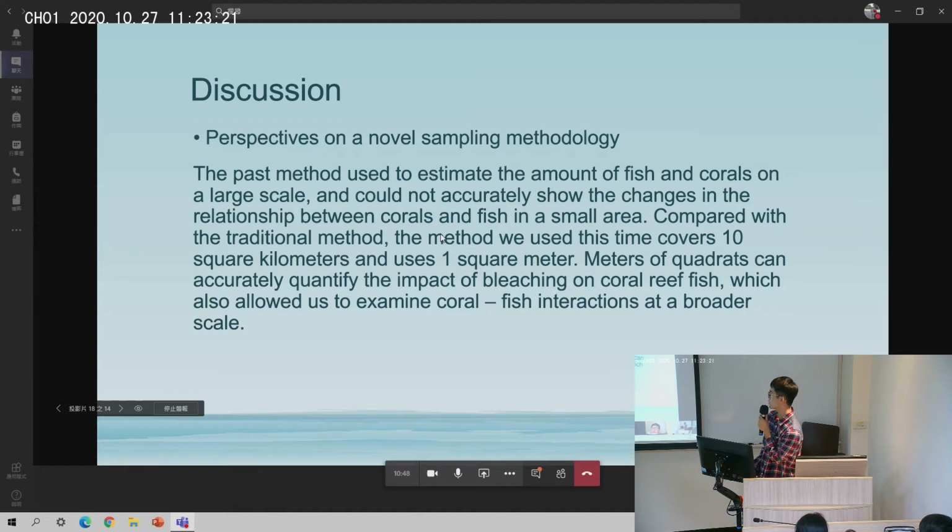Perspective on the novel sampling methodology. The traditional method is used to estimate the amount of fish and coral on a large scale, and could not accurately show the change in the relationship between coral and fish in a small area. Compared with the traditional methods, the method we use covers 10 square kilometers and uses a 1 square meter quadrat. The quadrat can accurately quantify the impact of bleaching on coral reef fish, which also allows us to examine coral-fish interaction at a broad scale.